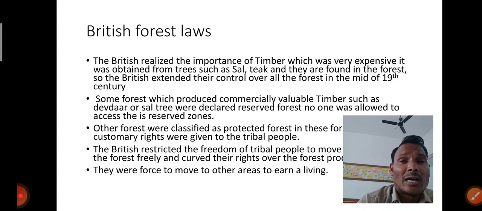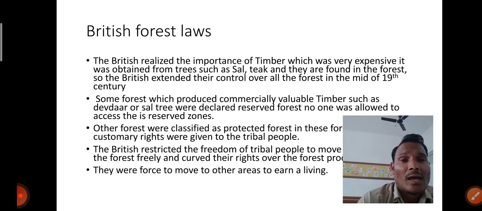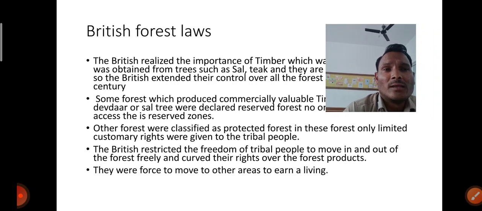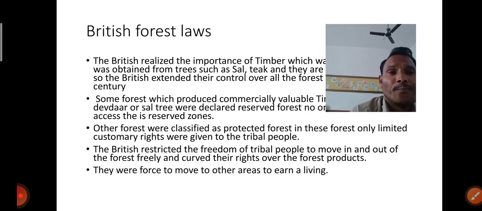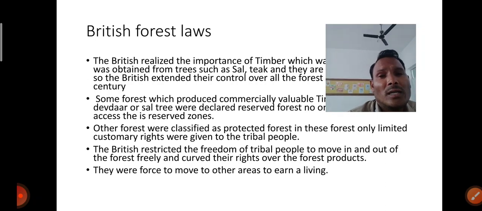No one was allowed to access these reserved forests. Other forests were classified as protected forests. In these forests, only limited customary rights were given to the tribal people. The British restricted the freedom of the tribal people to move in and out of the forest freely and curbed their rights over the forest produce. They were forced to move to other areas to earn a living.